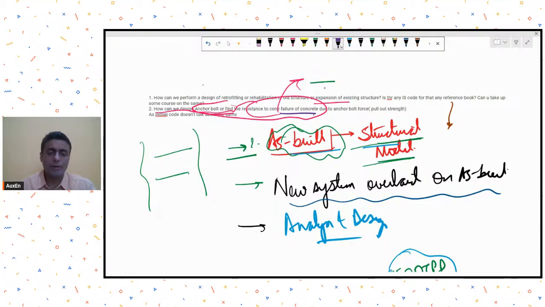So pull out I'm able to do, because pull out is known. IS 456 gives you the pull out calculations. But cone failure calculations, as of now, I'm not aware. But many engineers have asked this, because this is an issue which is faced by practicing engineers.